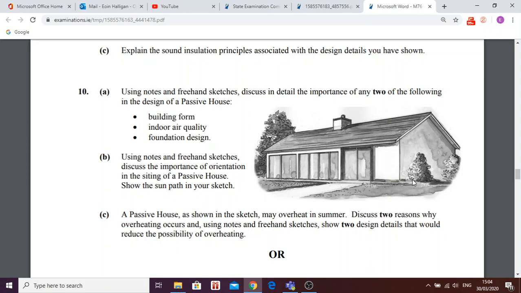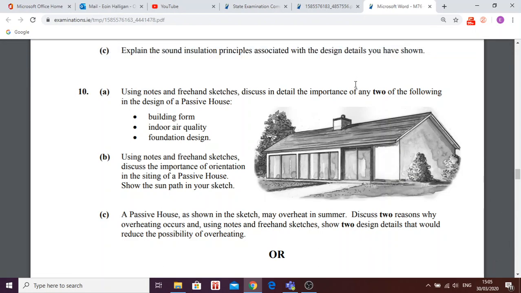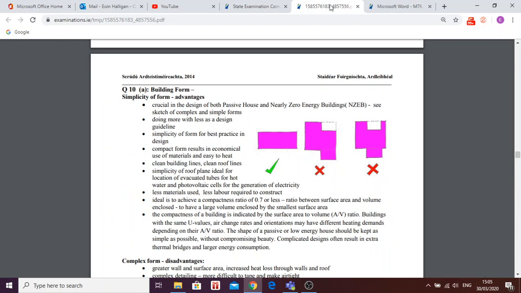Now we're going to go through all three of them. You only pick two in the exam obviously. So building form, indoor air quality and foundation design all play massive parts in the design of a passive house. Now, building form, before we get into it, is I suppose the layout of the house and the actual structure itself and how it will add to the passive house.